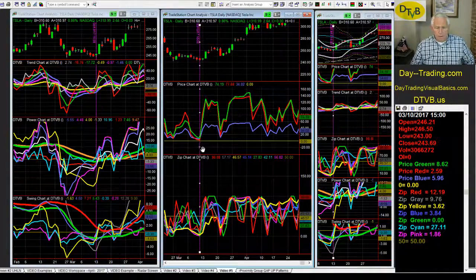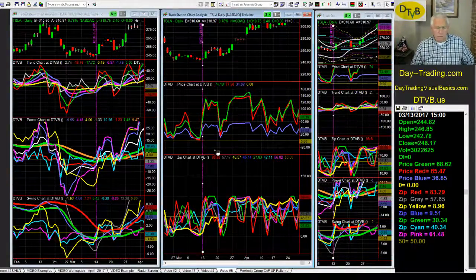Now, on this day, Zip Red is at 12, and the next day Zip Red goes to 83. So it jumps 70-some points. Again, if you haven't heard me talk about the 3 general categories: if Zip Red jumps 50 points, it usually will go back down. If it's in that 70 point range, there are different things that can happen. But if it jumps in that 90 point range, like if it goes from 4 to 89 or something like that, it jumps close to 90 points.